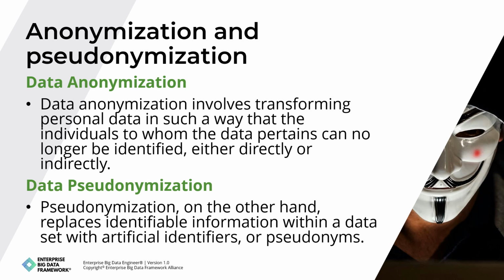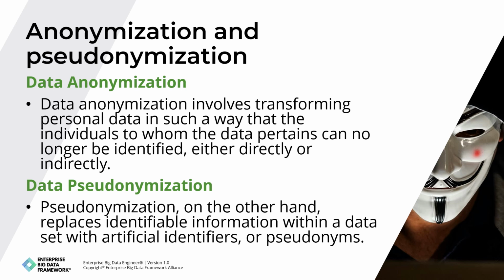A closely related principle of data minimization is anonymization and pseudonymization. Data anonymization and pseudonymization are critical techniques used in data privacy to protect personal information while still allowing for its use in analysis and processing. These methods help organizations comply with data protection regulations and mitigate the risk of data breaches.